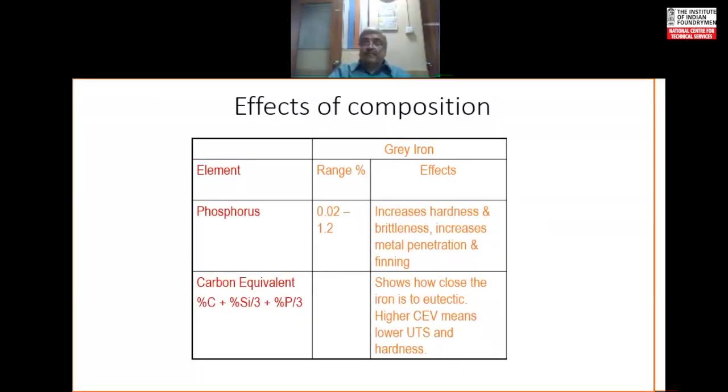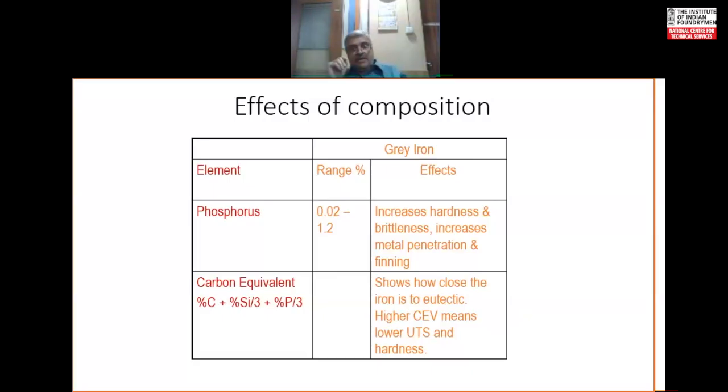Phosphorus, it forms low melting phases. Iron phosphide will form along the cell boundaries or grain boundaries as we call them. What is a cell we will see in next slides. But it is hard and brittle, and because it is a low melting phase, the metal has what is called a searching tendency. Because it is highly fluid, it can encourage metal penetration into the mold, it can encourage finning in the castings.